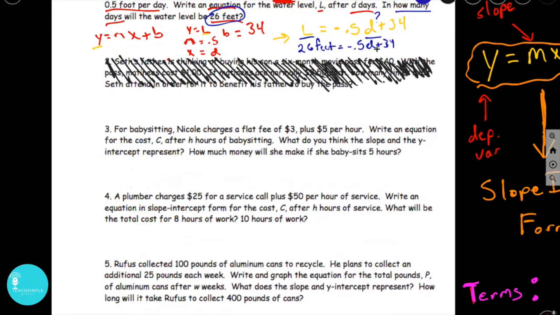Okay. We see here that D is what we're trying to solve for, and then we have a plus 34, so we're going to subtract 34 on both sides. That's 34 feet as well. This is going to cross out. 24 minus 34, if I move it over here, is negative 10 equals negative 0.5 days.